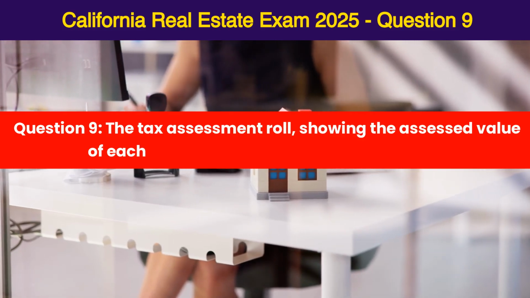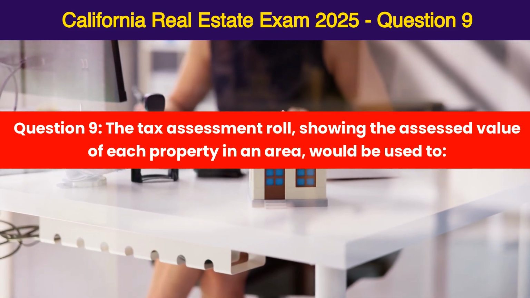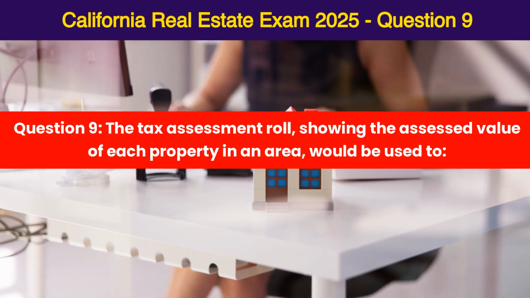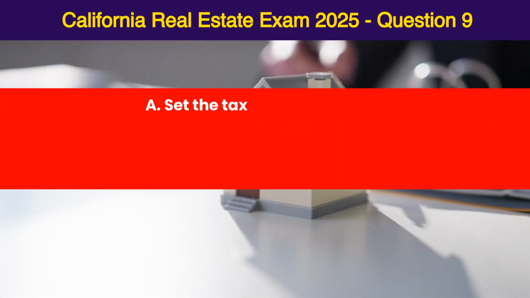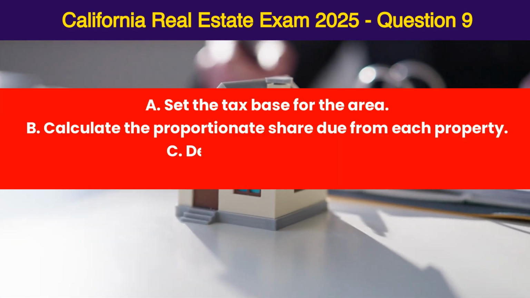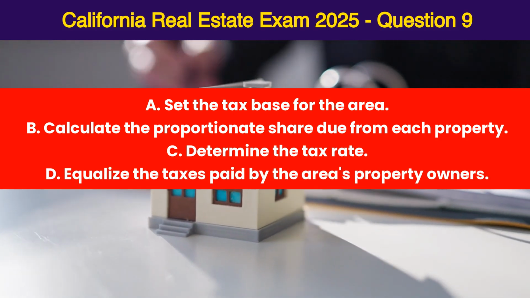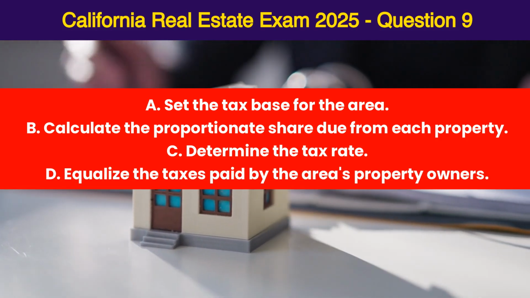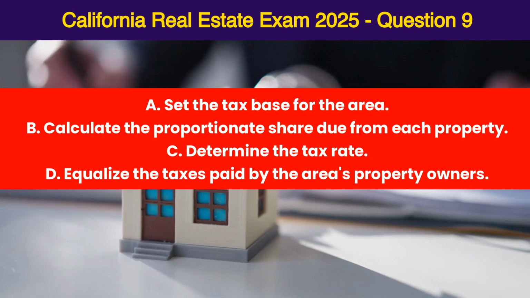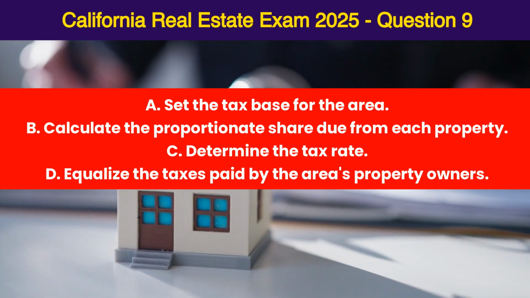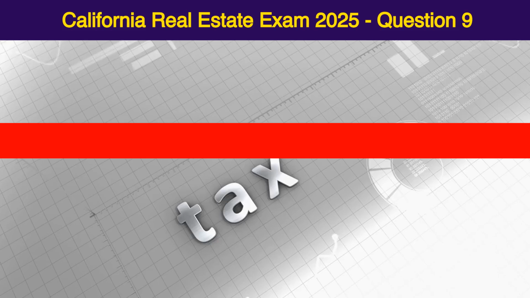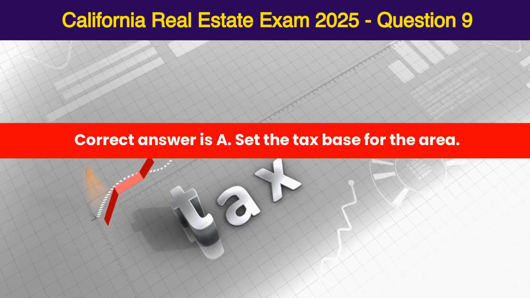Question 9. The tax assessment roll, showing the assessed value of each property in an area, would be used to A. Set the tax base for the area. B. Calculate the proportionate share due from each property. C. Determine the tax rate. D. Equalize the taxes paid by the area's property owners. Correct answer is A. Set the tax base for the area.